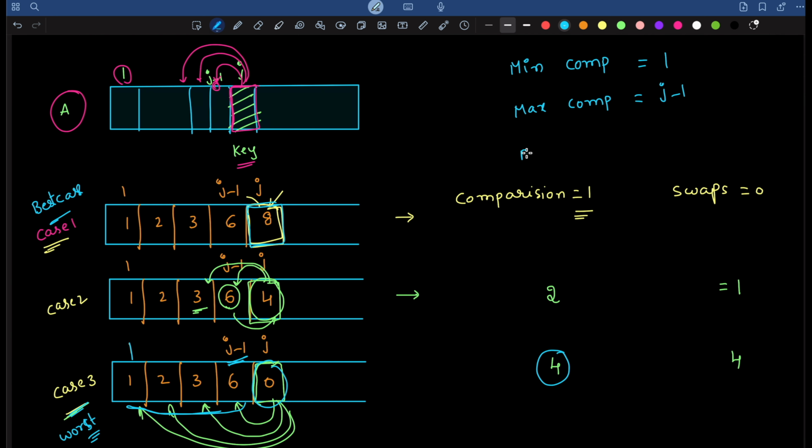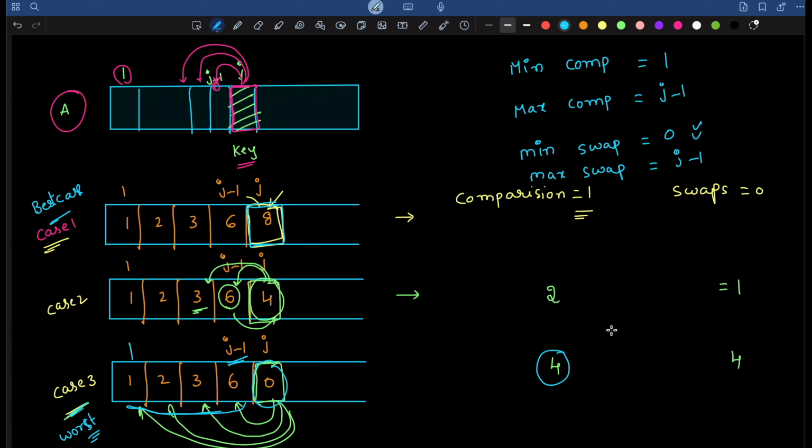So what about the swaps? The minimum swaps required while performing this task will be 0. So when is this going to happen? This would happen when the a of j element is already sorted. So this is the best case. The maximum number of swaps required will be equal to j minus 1.